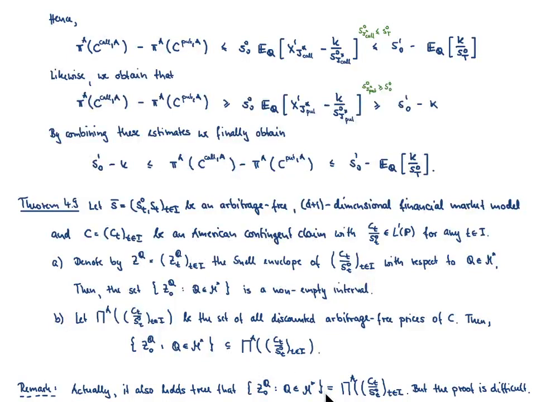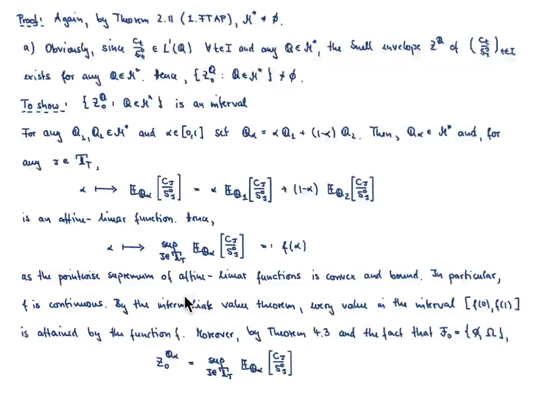As we have seen in the context of the European contingent claim, the drawback here is that the proof is rather involved, so the backward direction. That's why I would like to not present it here in the lecture. So let us have a look at that proof. So we would like to address first that part A.